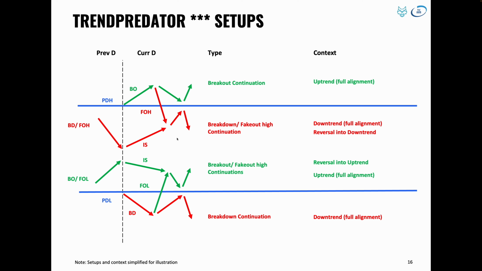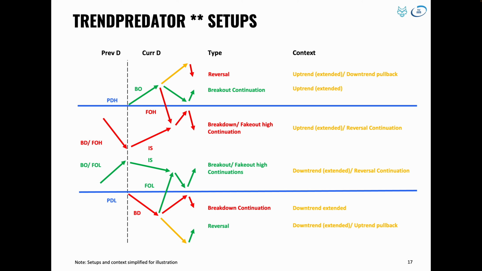So this, in a nutshell, is not very complex. It's just looking at alignment. What is the context of the day and the 8-hour? Is that aligning with the higher time frame? And if all of that aligns in one direction, these are the best trades you can have, and those get 3 stars on TrendPredator.